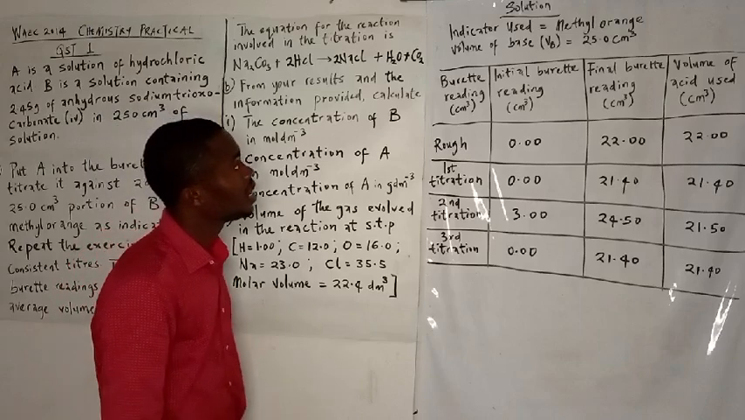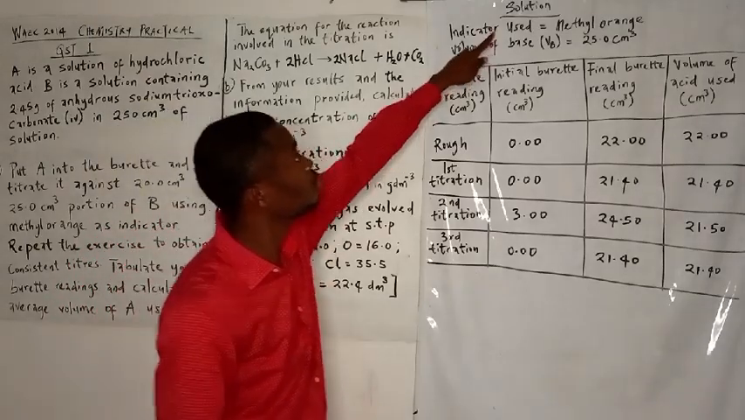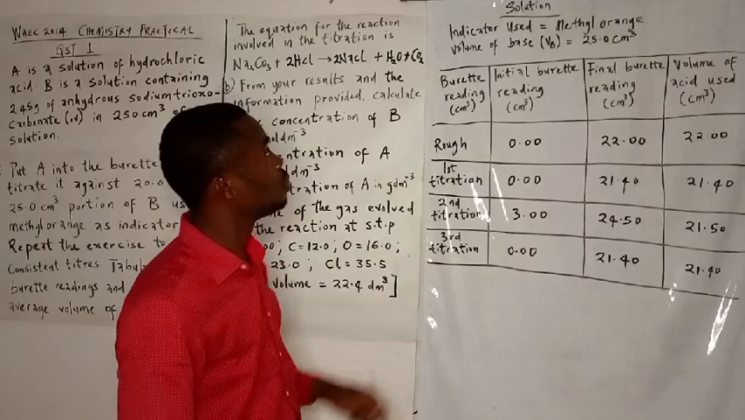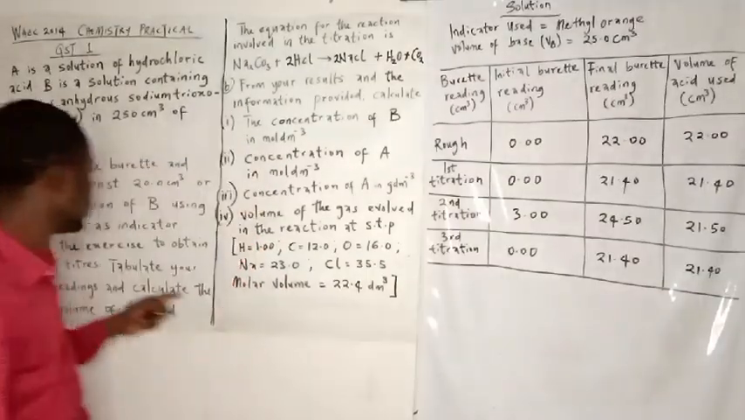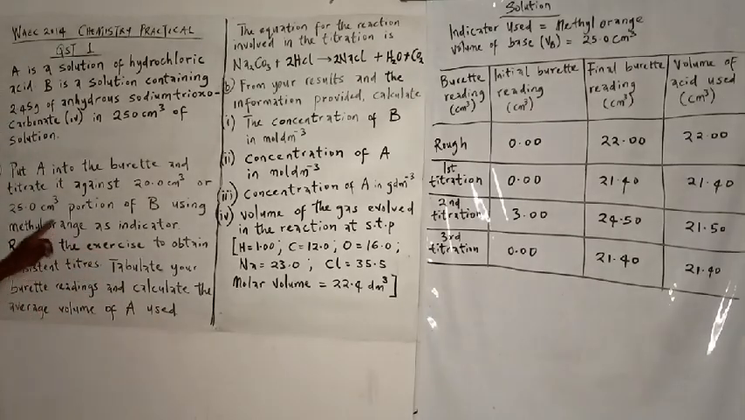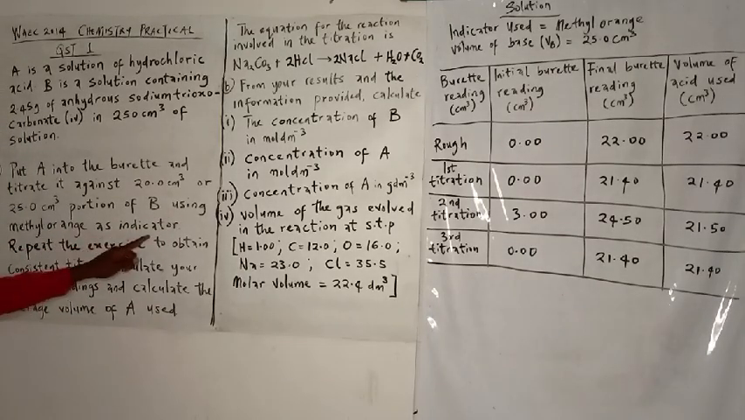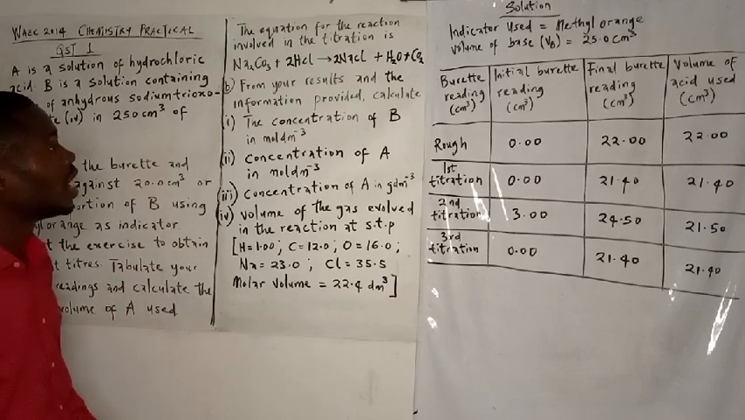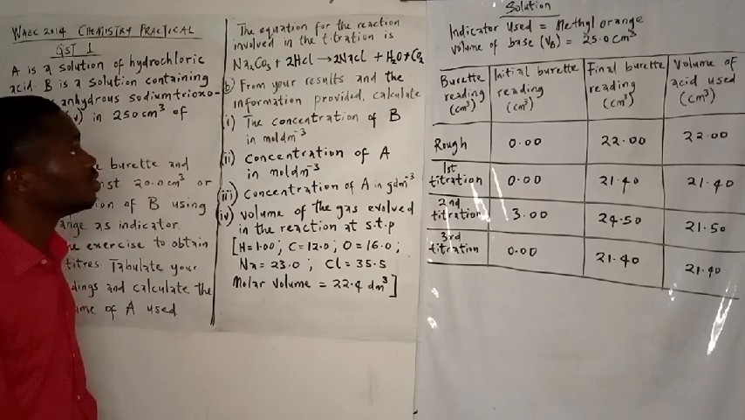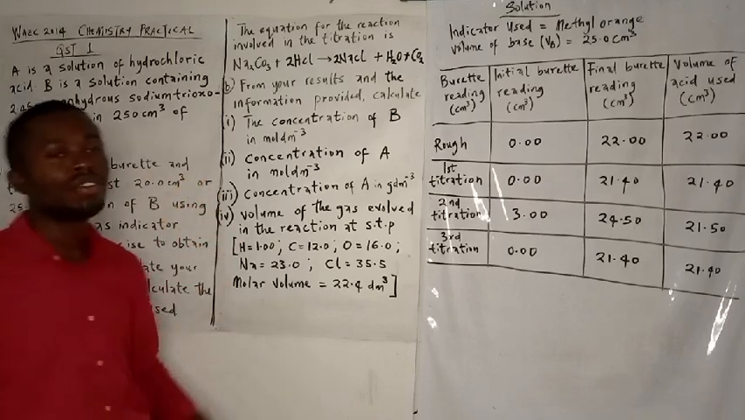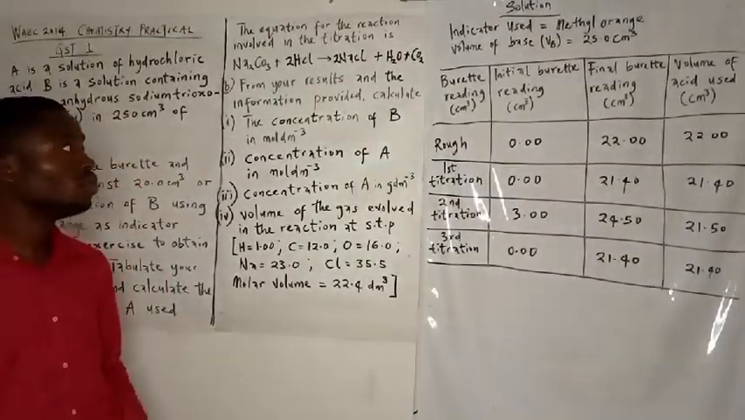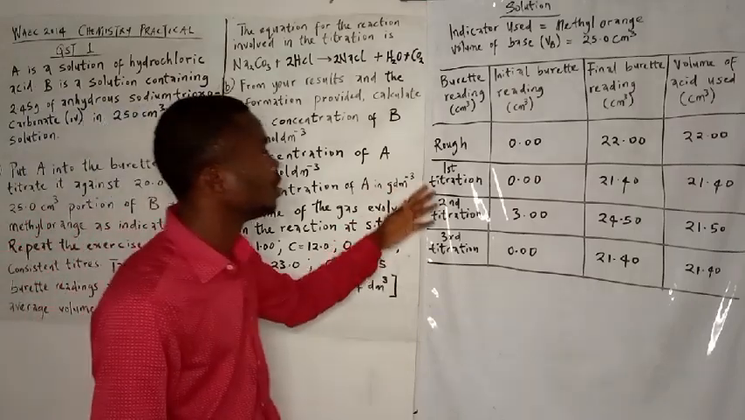So the first thing to do is to write solution, and after solution, to write the indicator used. The question has given us the type of indicator we should use. The question says using methyl orange as indicator. So methyl orange is our indicator, and then the next thing we take note of is the volume of the base. The question says put A into the burette and titrate it against 20 cm³ or 25 cm³. So for this practical, we are using 25 cm³ as the volume of base.